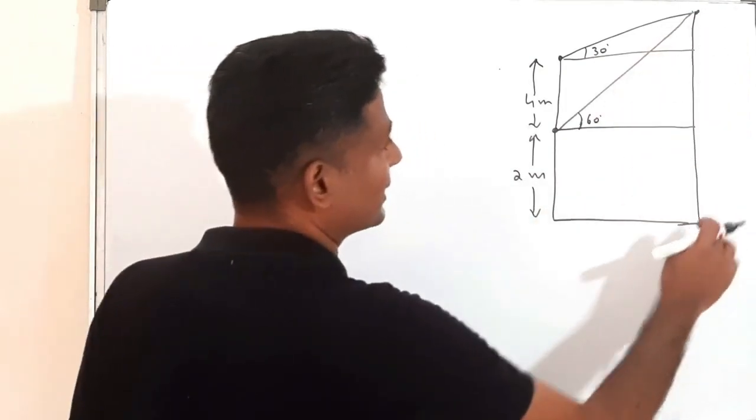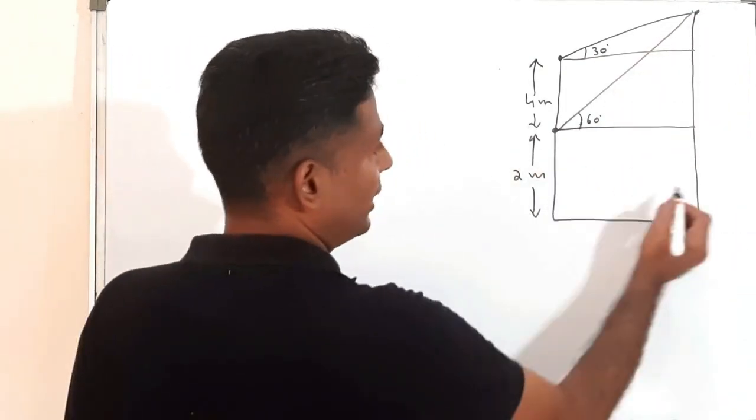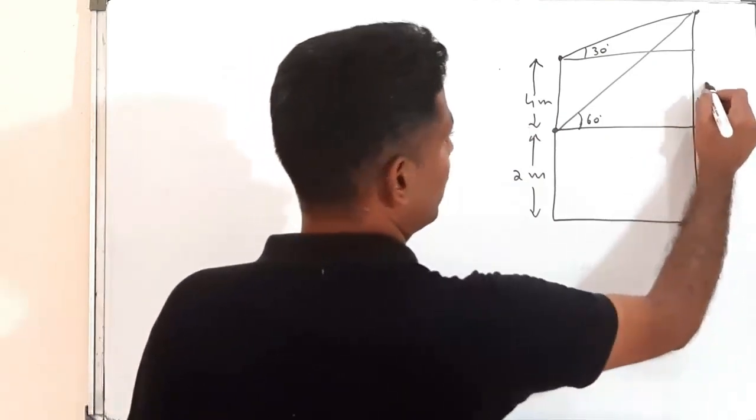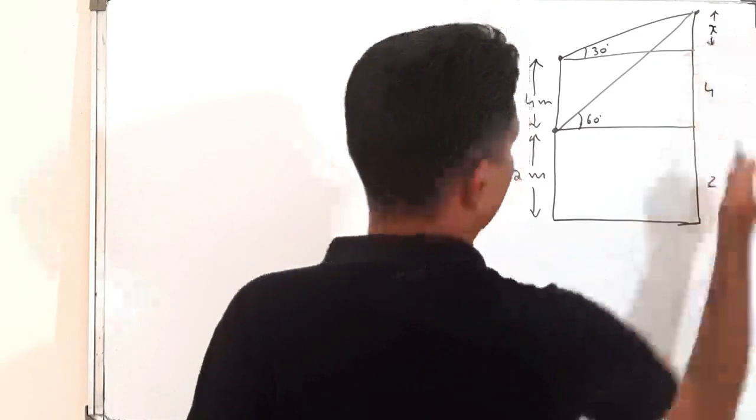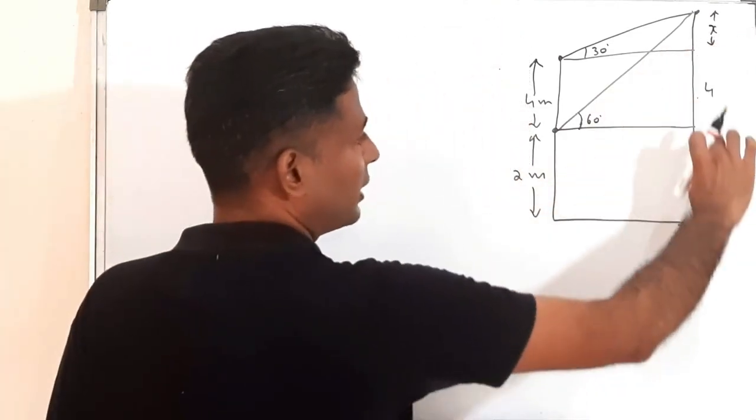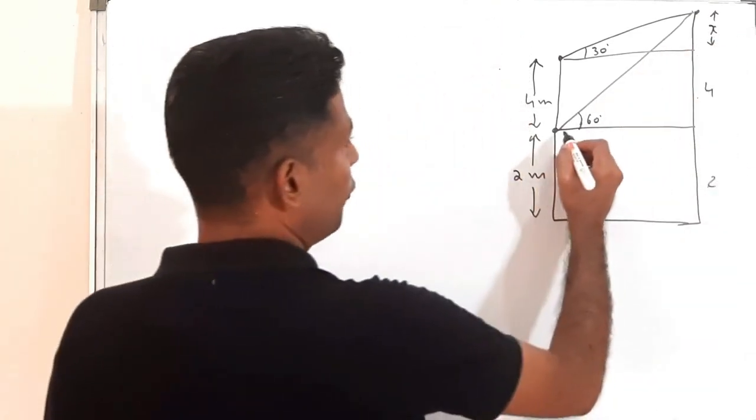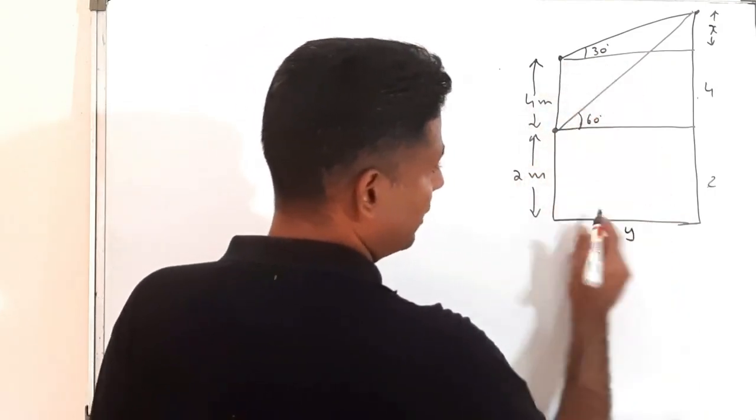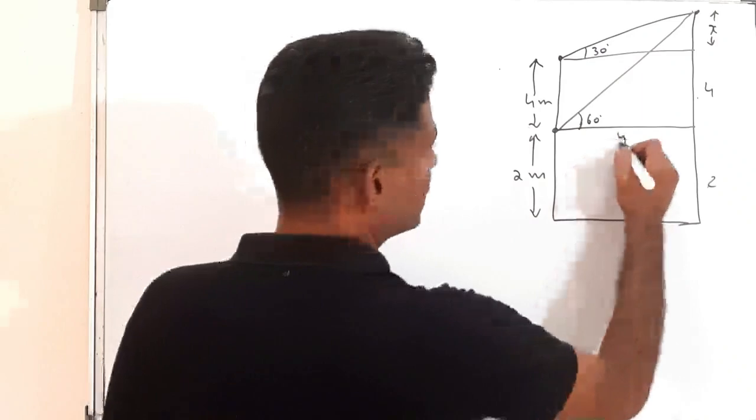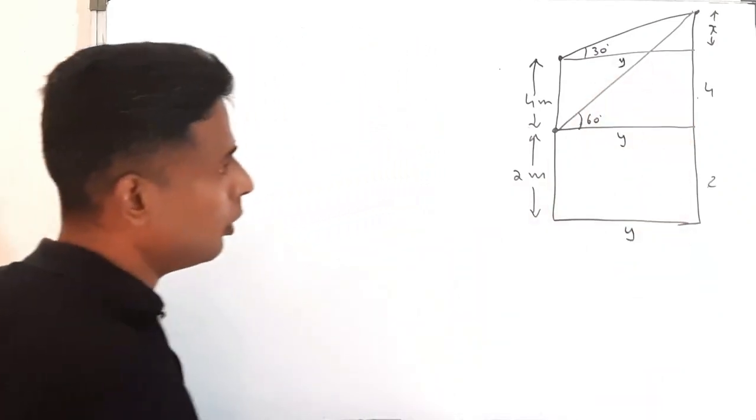So we have to find this. Now we already know this is 2, this is 4. Let this be x. This much is 4, this much is 2. Now, let the distance between these 2 points be y. So this is also y, this is also y.